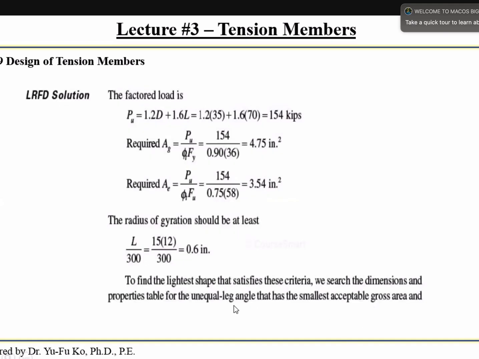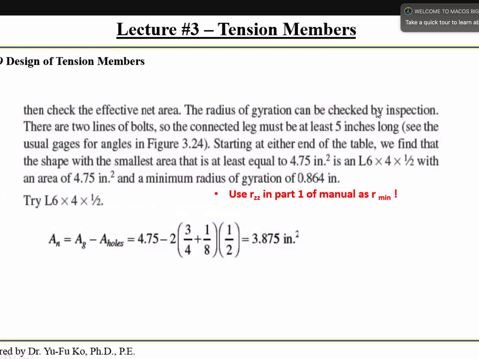So what you need to do is to pick the smallest acceptable gross area, which is as long as you can satisfy this one, and you will check based on the bolt layout if you can satisfy the minimum effective area of 3.54 inch square. So that will be the procedure that you can do. Like I mentioned before, in order to fit 2 lines of bolts in one leg of the angle, you need to have a minimum 5 inch long for the leg.